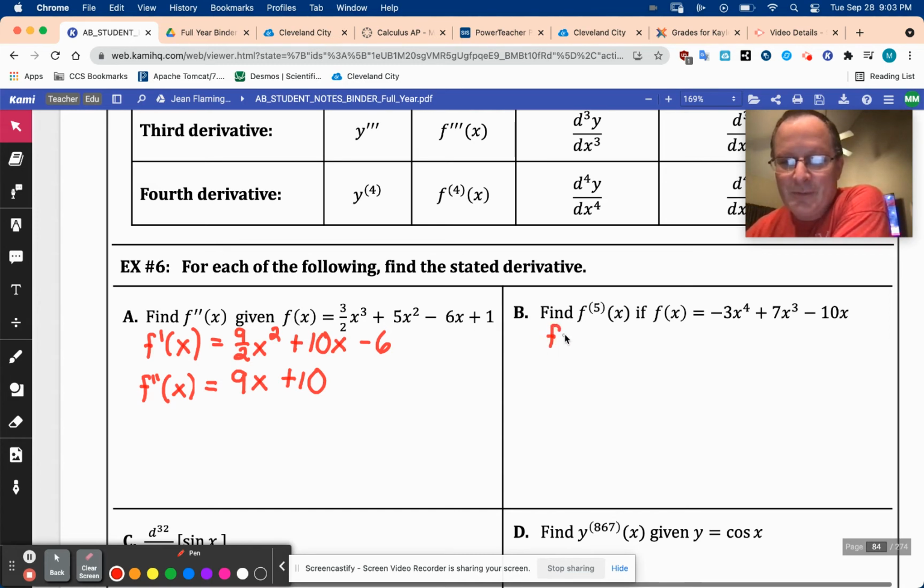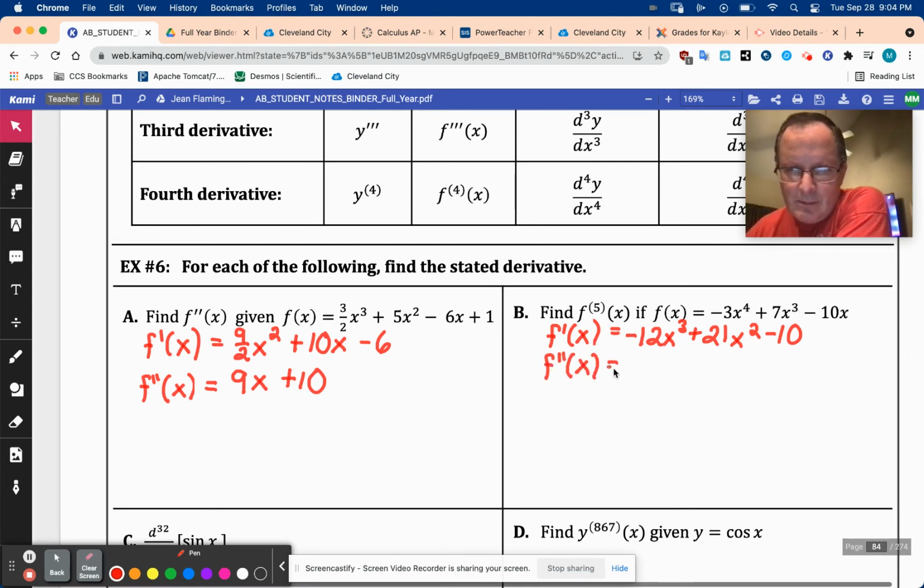Fifth derivative of this one. Wow. Okay, fifth derivative. So f prime of x is going to be negative 12x cubed plus 21x squared minus 10. Check me for mistakes because it could happen. F double prime, or the second derivative, is negative 36x squared plus 42x. That goes to 0. F triple prime, and this is the last time we'll do that, is going to be negative 72x plus 42.